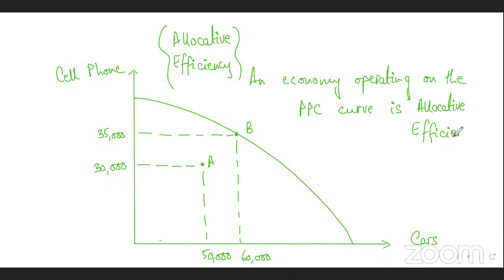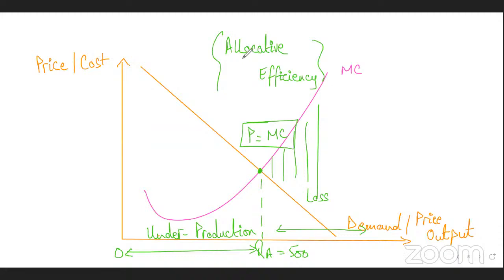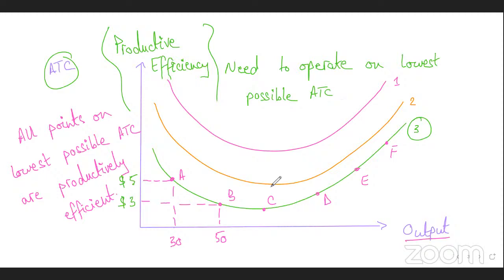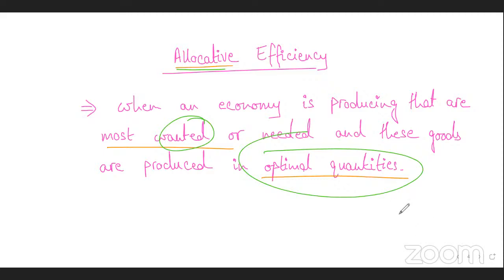Now think about this. So what you need to remember, students, have a look at this. Amna, first remember this: where price is equal to marginal cost, that is allocative efficiency. So this is the basic thing that you need to remember. And where you're operating on the lowest possible ATC curve, that is productive efficiency. Is everything clear so far? Just remember these two things for now. What's the definition of productive efficiency? Producing on the lowest possible cost curve, or producing at the lowest possible cost. And allocative efficiency is producing goods that are most wanted in optimal quantities, right?